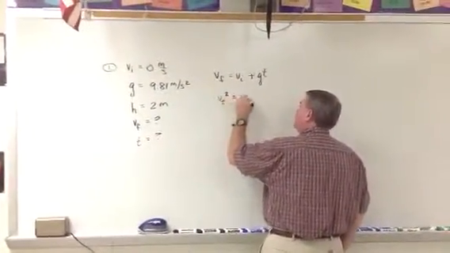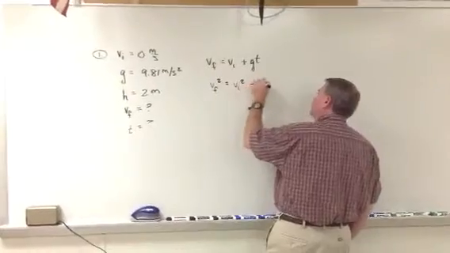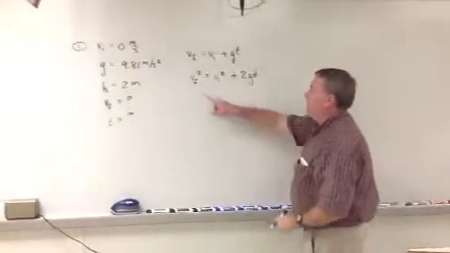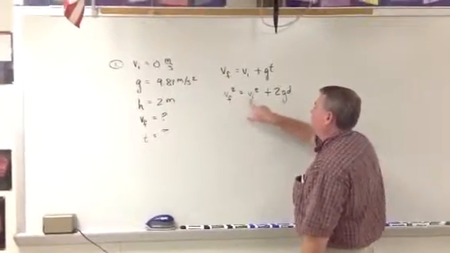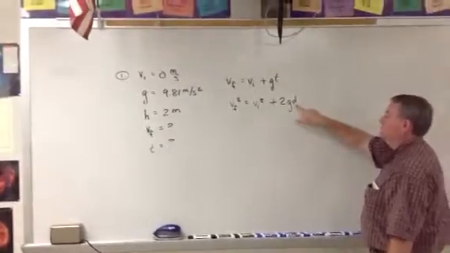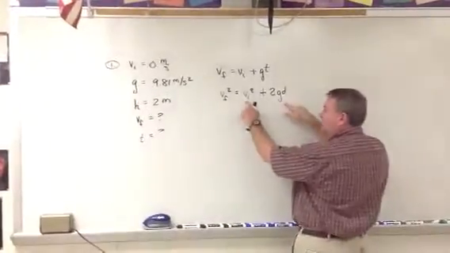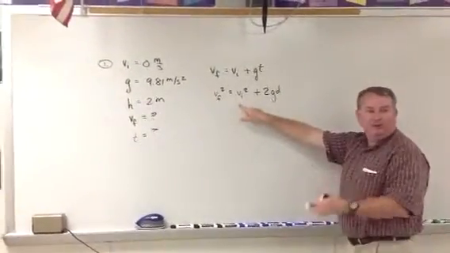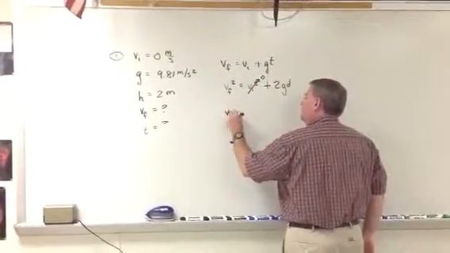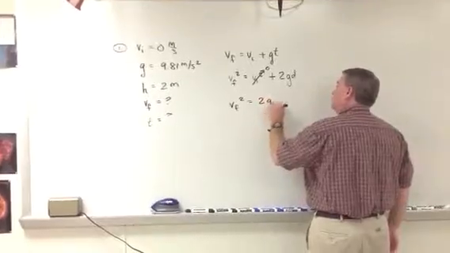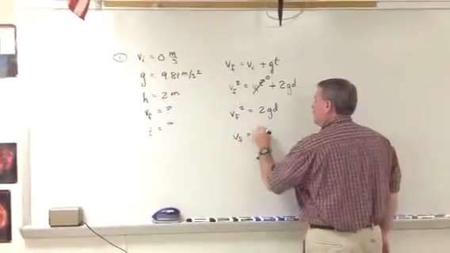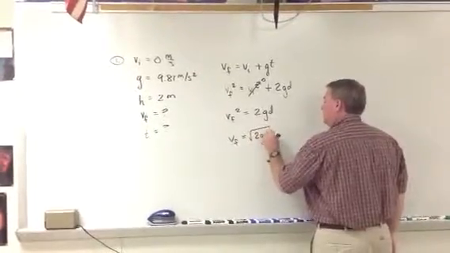VF squared is equal to VI squared plus 2GD, and it's plus because it's going down with gravity. Okay, we don't know VF, we do know VI, but that's equal to 0. We know gravity, we know the height, which is the distance it's going to fall. So we can use this equation because there's only one variable missing. VI is equal to 0, so VF squared is just equal to 2 times gravity times the distance. And VF is equal to the square root of 2 times gravity times the distance.